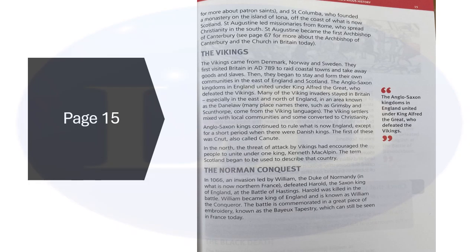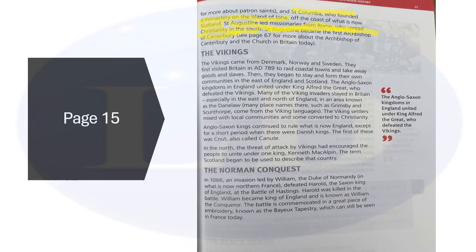Okay, and Saint Columba, who founded a monastery on the island of Iona, off the coast of what is now Scotland. Saint Augustine led missionaries from Rome who spread Christianity in the south. So now these are the names of different people. Where did they come from and where did they spread Christianity? Saint Augustine became the first Archbishop of Canterbury. Okay, so that's important.